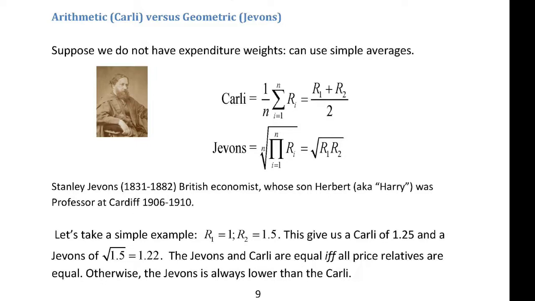If R1 is 1 and R2 is 1.5, this gives us a Carli arithmetic average of 1.25 and a Jevons of the square root of 1.5, which is 1.22. Now, you'll notice there Jevons is less than Carli. Well, that's because a geometric average is less than an arithmetic average, except when all elements are equal. So the Jevons and Carli index are equal if and only if all price relatives are equal. Otherwise, Jevons is always lower than Carli.